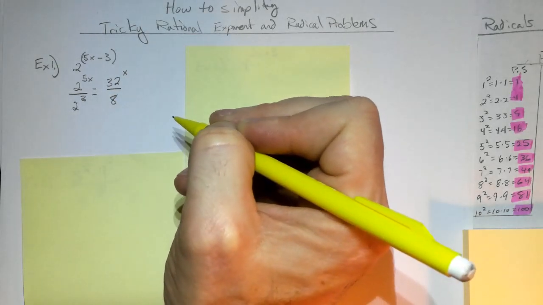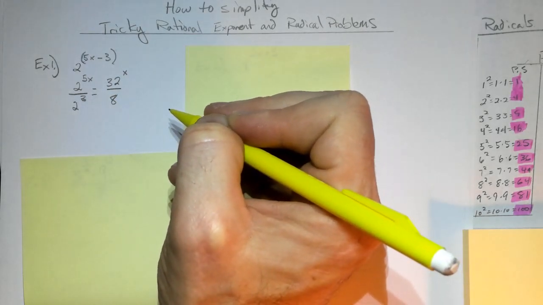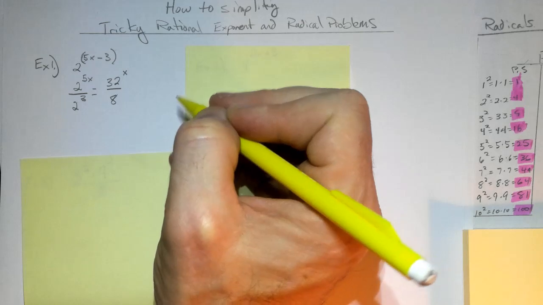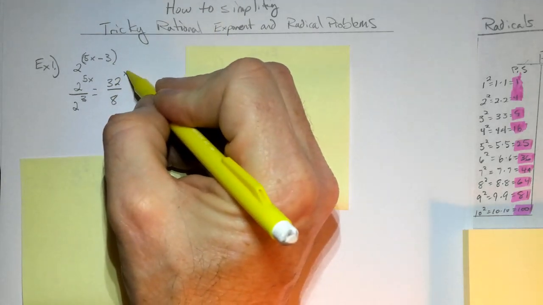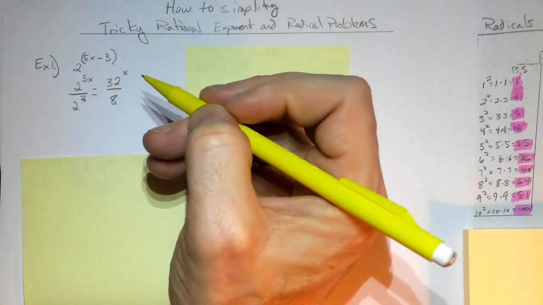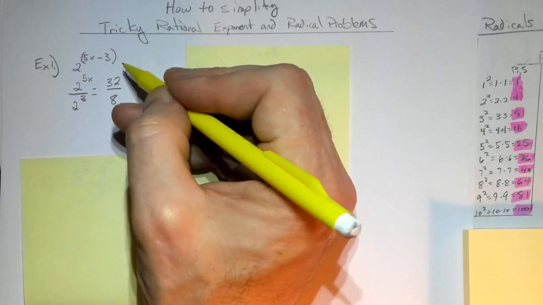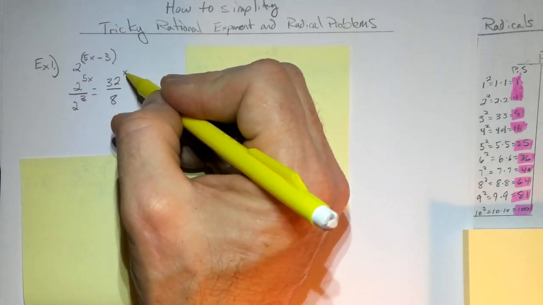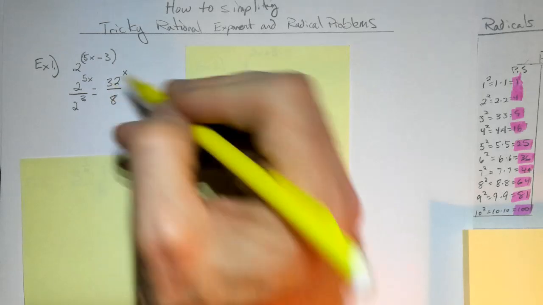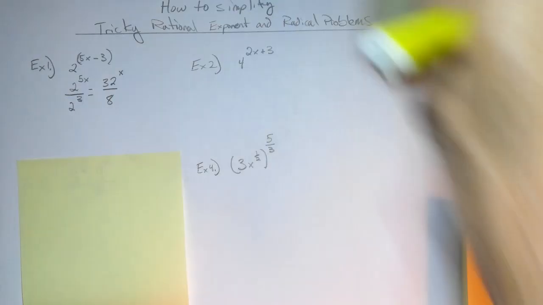So here we are, at this simplified form. 32 to the x power divided by 8, and we can leave it in this situation since we do not know the value of x. We can't really make a division simple here. So let's look at another one.